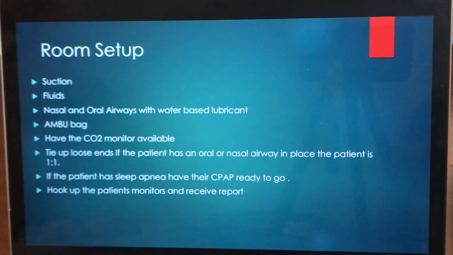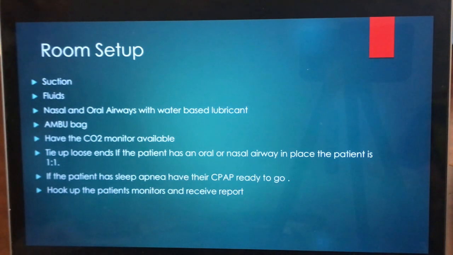Room setup. It's really important that you have your room set up for your patient's arrival. You must have 2 suction setups, including tubing, your oxygen setup, an ambu bag at bedside. You must have oral and nasal airways at bedside with lubrication. It's always nice to have CO2 monitoring available. If the patient has a CPAP machine, you should have it in the room and ready to go.